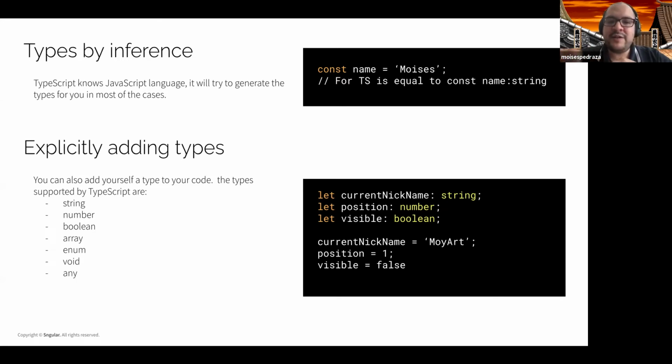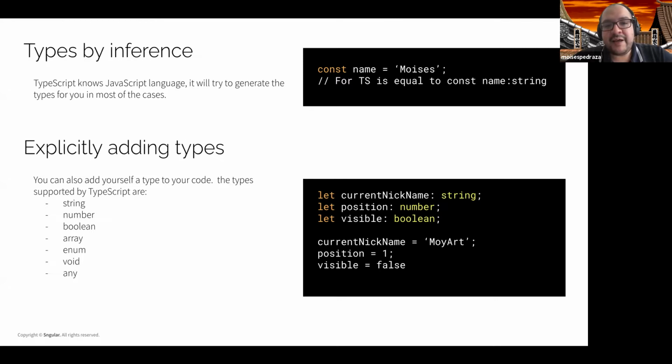Don't worry, we will see that in later slides, but it's just for giving you some context. Once we have our TypeScript file, what we want to do is start adding types. TypeScript by default has types by inference. Remember that I told you that when you have JavaScript code, right out of the bat it was TypeScript compliant? That's because it will try to infer the types of the variables that you are creating.